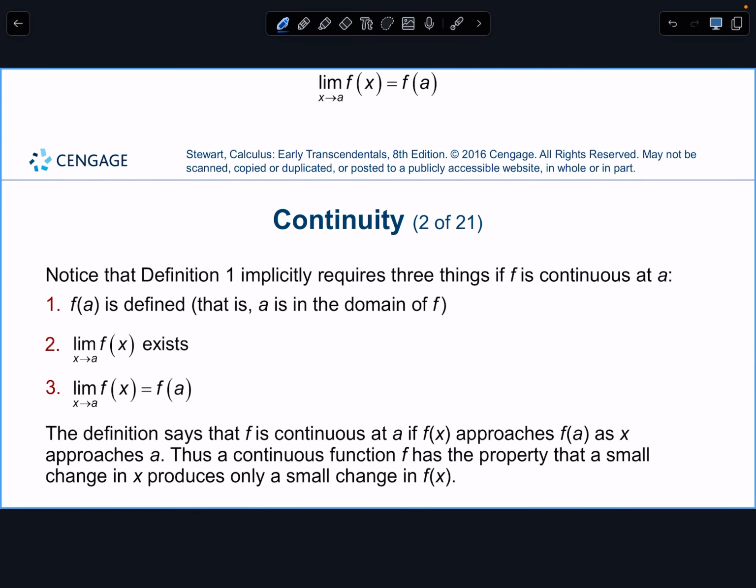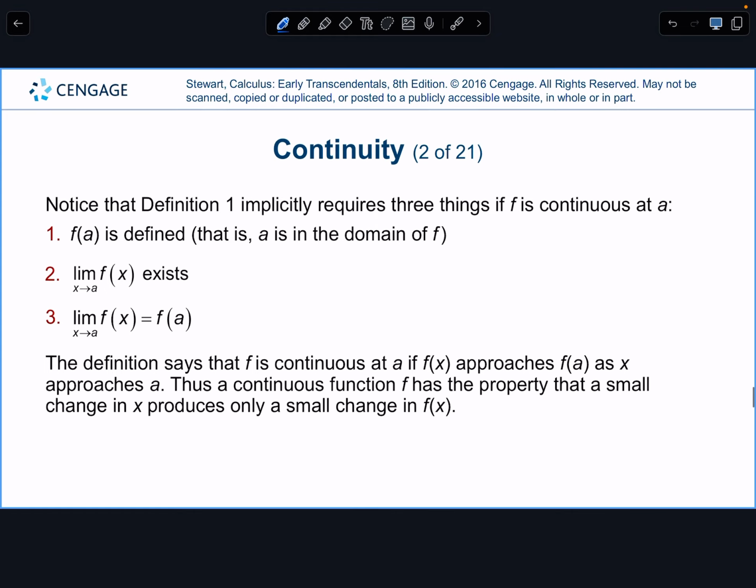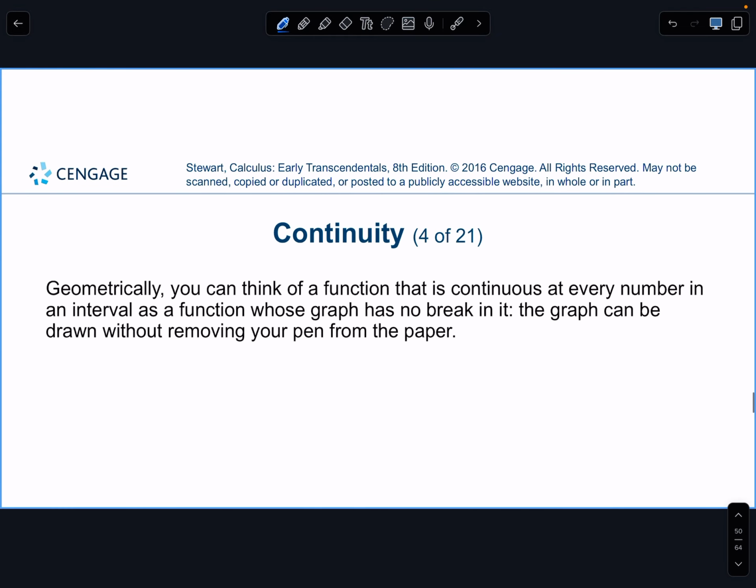F is defined at that number, it has a value at that number. F has a limit at that number, and the limit equals the function value. The limit is the same as the function value. Okay, so here we go.